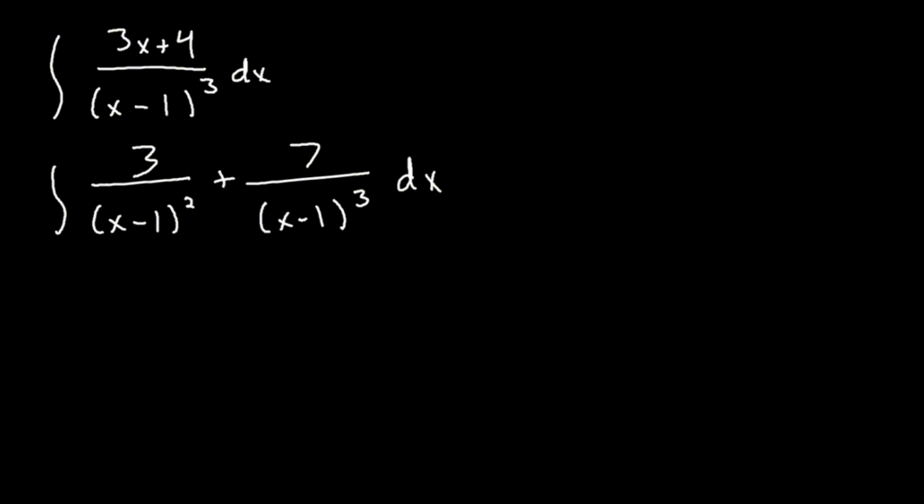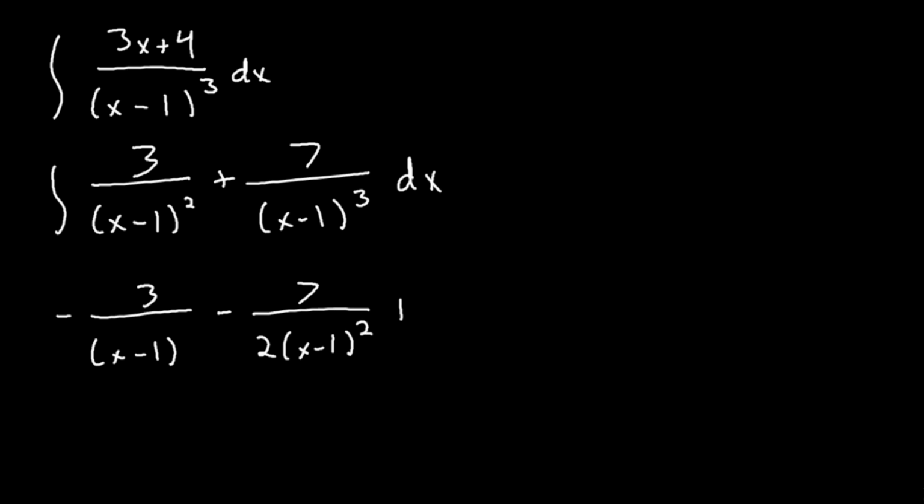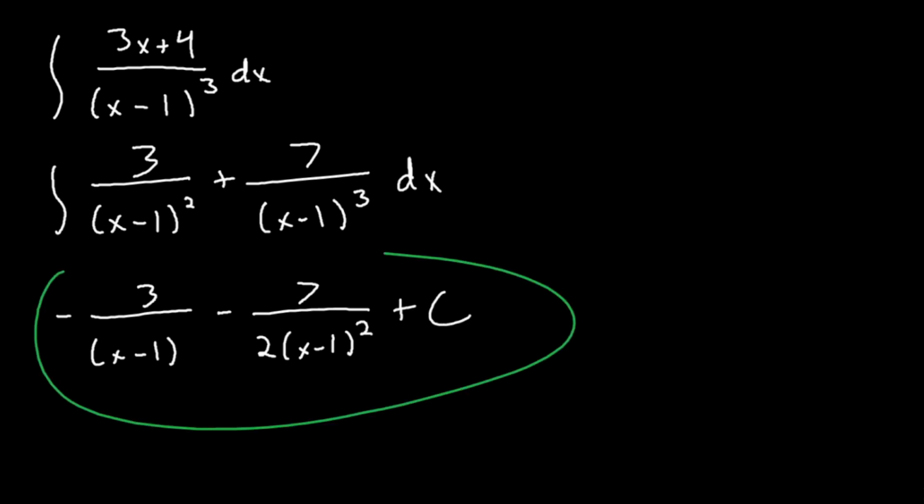So the integral of 3 over x minus 1 squared is just equal to negative 3 over x minus 1 to the power of 1, which is just itself. So negative 3 over x minus 1, and the integral of 7 over x minus 1 to the power of 3 is just negative 7 over 2x plus 1 squared, plus c, of course.